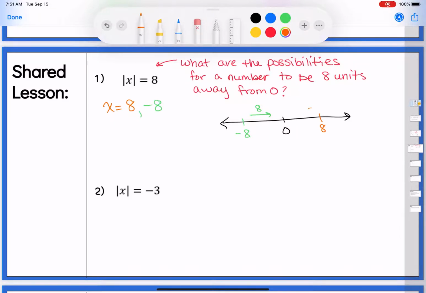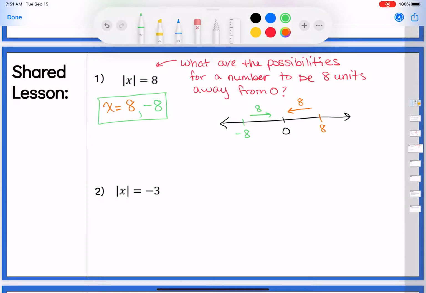So when we're talking about these absolute value equations, we're usually going to have 2 answers, because the number of units away from zero could be the number of units to the left of zero, and it also could be the number of units to the right of zero. So here, the absolute value of x equals 8, I have 2 possibilities. X could equal 8 or negative 8.